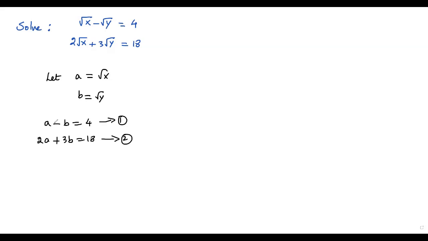If I multiply the first equation by 3, this negative b will become negative 3b. I already have positive 3b in the second equation. If I add the equations, b can be eliminated. So let's multiply both sides of the first equation by 3. When I do so, I'm getting 3a minus 3b equals 3 times 4, which is 12. Now I'm taking the second equation as it is, that is 2a plus 3b equals 18.